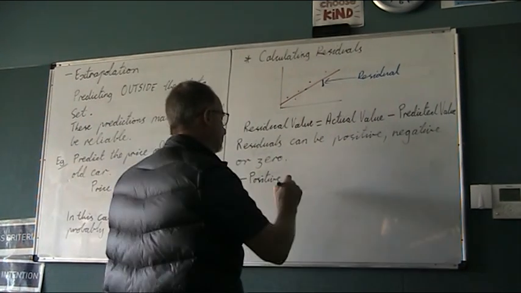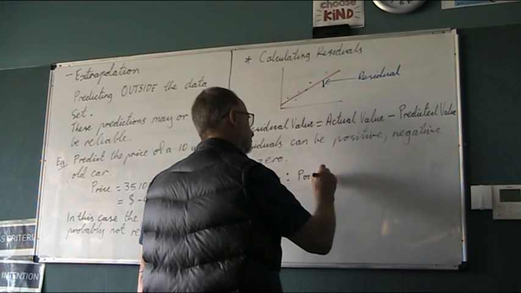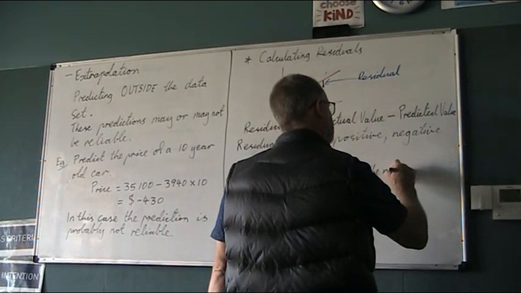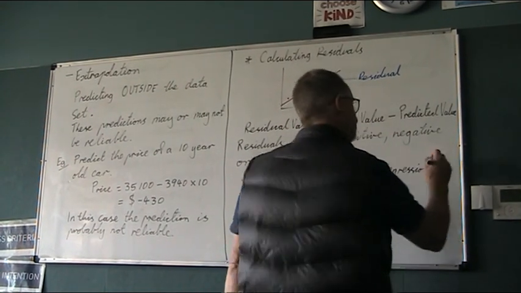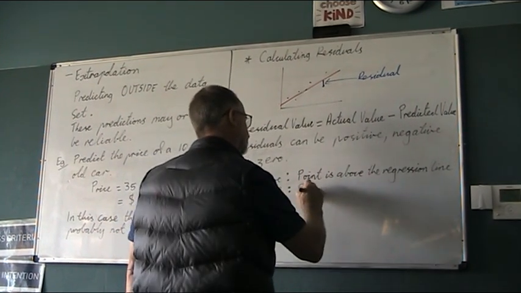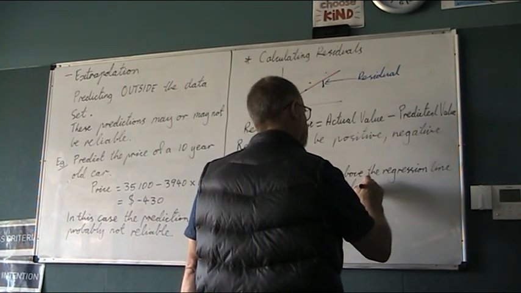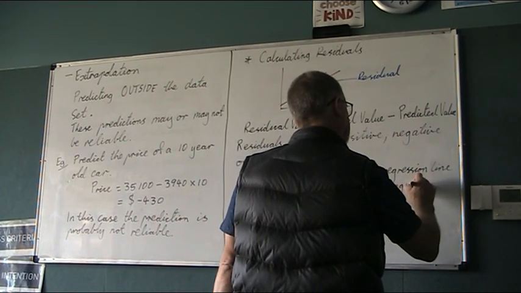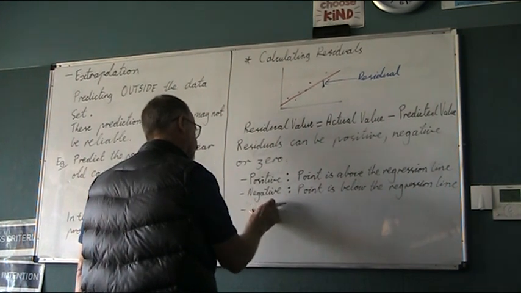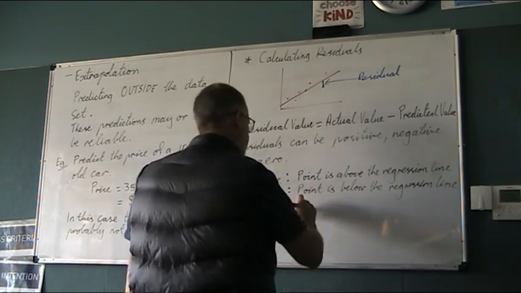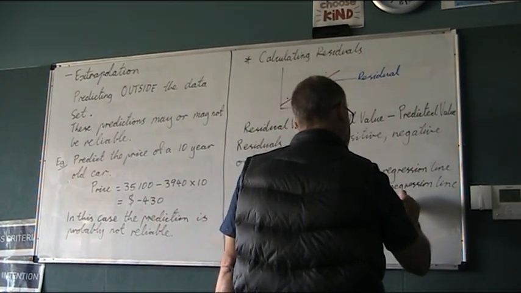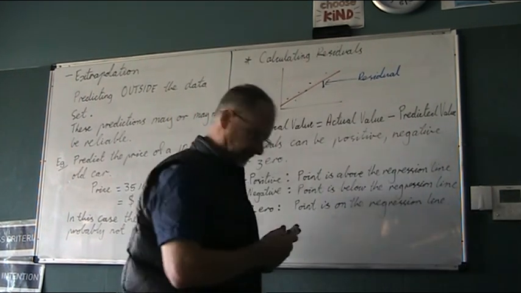What that tells us is that the point is above the regression line. If they are negative, and if they are zero, the point is on the regression line.